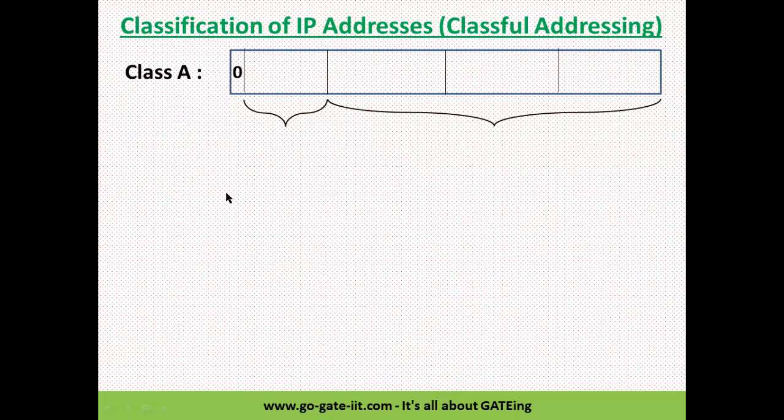Now you can see here that class A has 4 octets, 1, 2, 3 and 4, out of which the very first bit of the first octet is always fixed in case of class A, which is denoted by 0, and the rest of the 7 bits belong to network ID, and the rest of the 24 bits belong to host ID. I hope 24 bits makes sense, like 8 plus 8 plus 8 makes 24 bits.